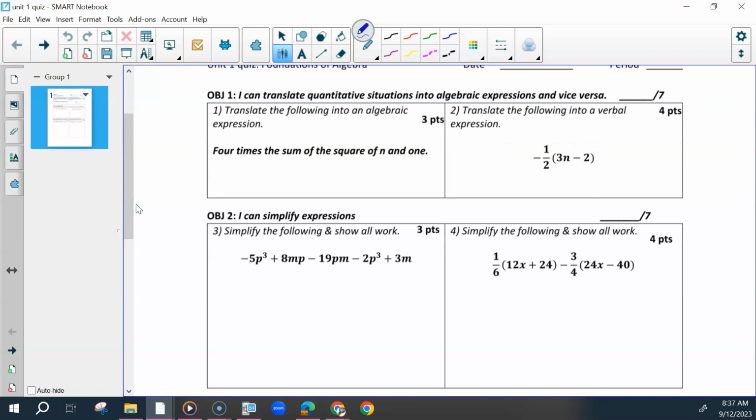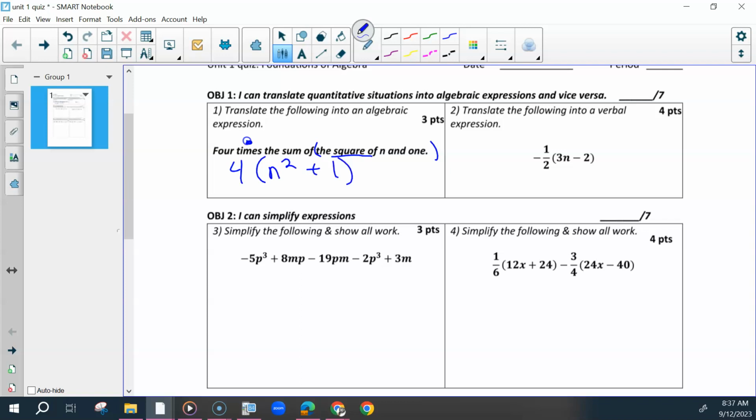Alright, so for number 1, we need to translate this into an algebraic expression. So this should have been 4 times, so we're multiplying, the sum of, so everything here is going to be inside parentheses, the square of, so not square root, and 1. So it should look like this: 4 parentheses n squared plus 1.